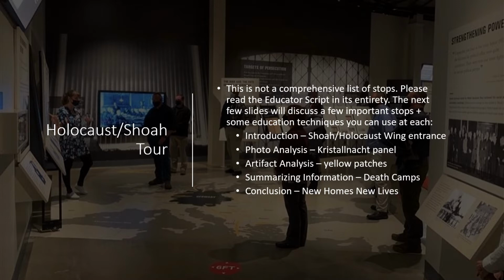So in the Holocaust Shoah Wing Tour, we will look at first the introduction, which takes place at the Shoah entrance. We will look at an example of a photo analysis at the Kristallnacht panel. We'll look at an example of an artifact analysis at the yellow patches. We will look at how best to summarize information with an example at the death camps. And finally, we'll look at how to conclude a tour in the New Homes, New Life section.